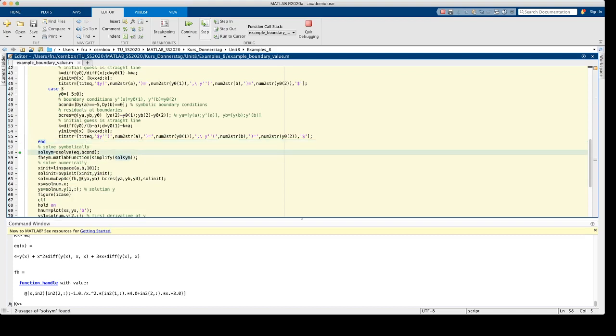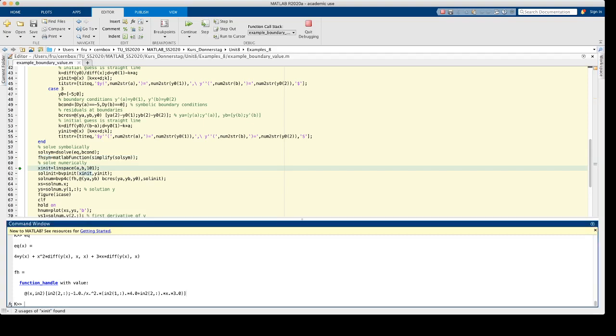We are now ready to first solve the problem symbolically. We have already set up the symbolic boundary conditions in the symbolic vector bcond, and we'll get the result in the structure solsym. We simplify solsym and convert it to a function handle. Let's have a look at the simplified version of solsym. It looks like this. So it contains the elementary functions sine and log.